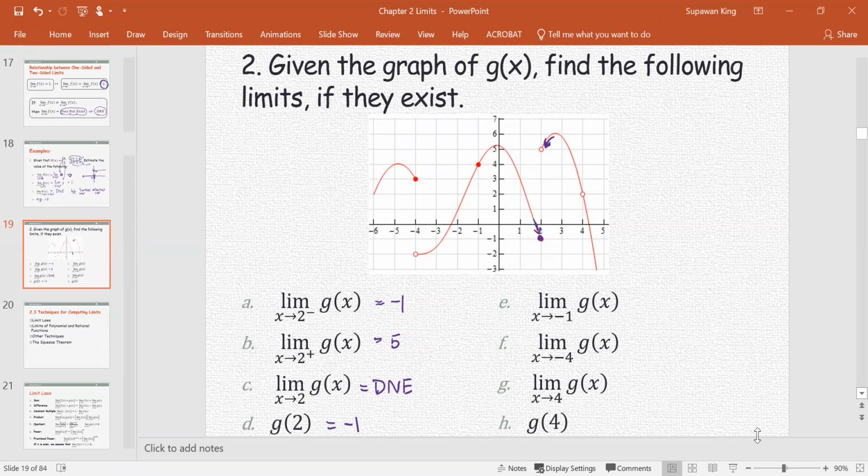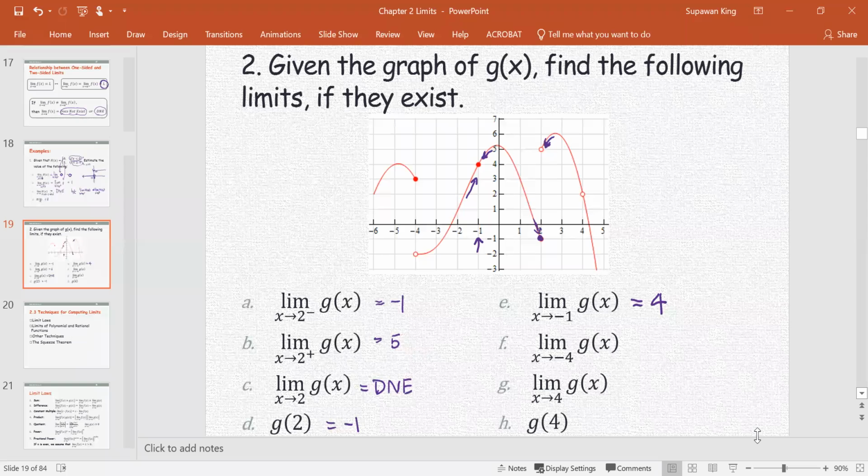Part E, the limit of g as x approaches -1. No superscript plus or minus sign, so we have to consider both sides of the graph. As x approaches -1, the left-sided limit, the function approaches the value 4, which is the same as the approach as x approaches -1 from the right. So the limit of g as x approaches -1 is 4.